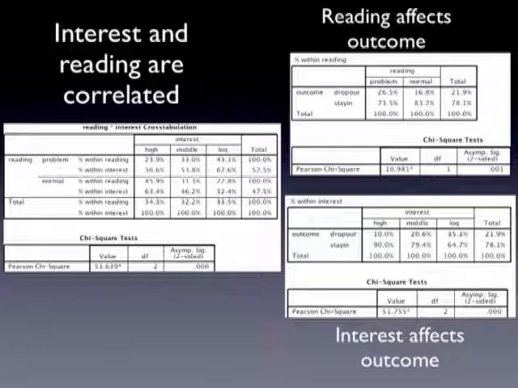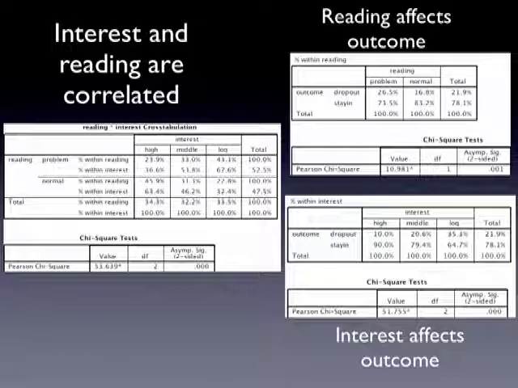And they also were classified according to whether they were problem readers or normal readers. So what you see on the left there is the fact that interest and reading are correlated. The chi-square is significant, and you can see that the higher your interest, in fact, the less likely you are to be a problem reader. That 45% of the high-interest students are normal readers, while only 22% of the low-interest students are problem readers. Slightly misspelled there, "loc" instead of "low."